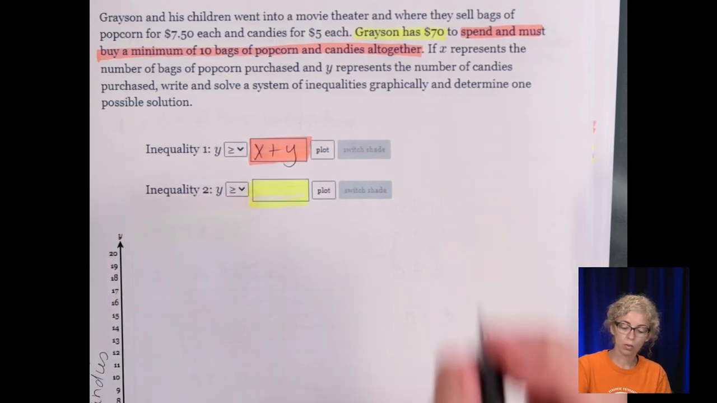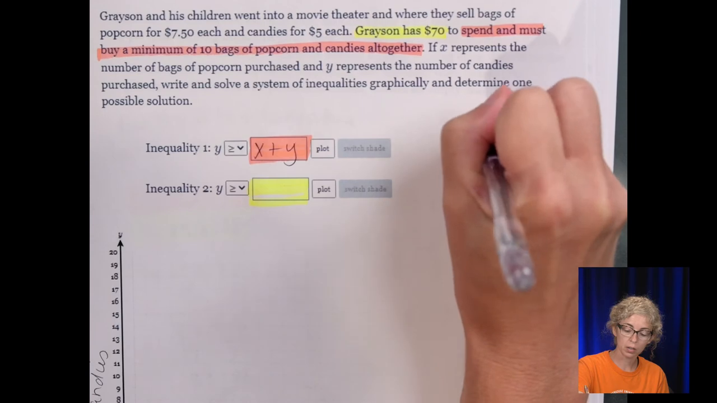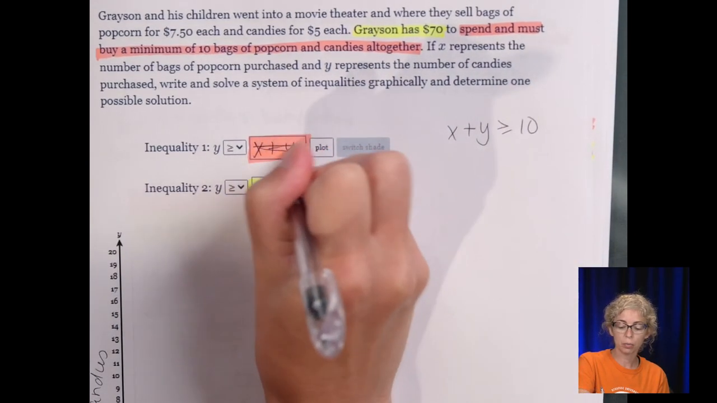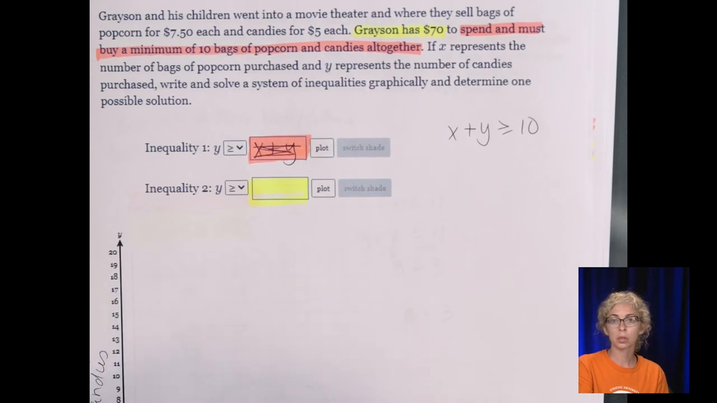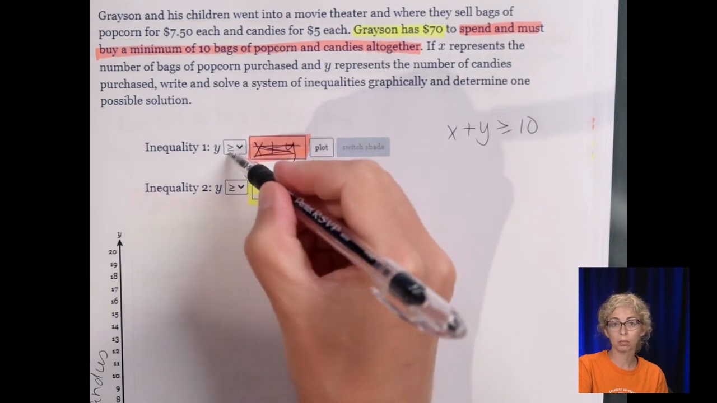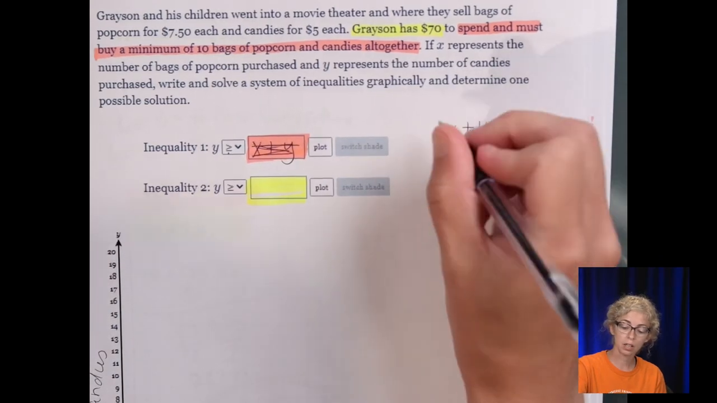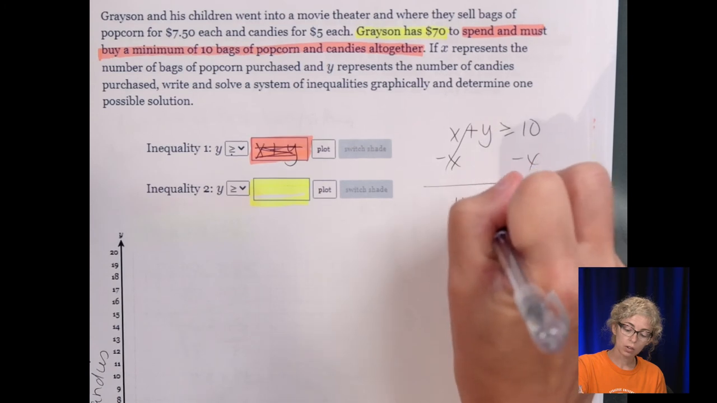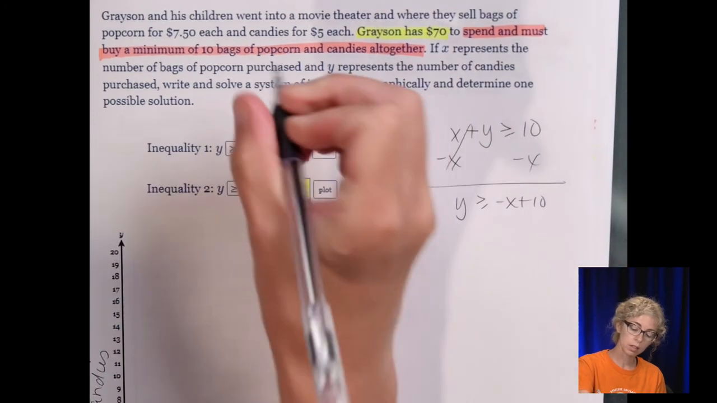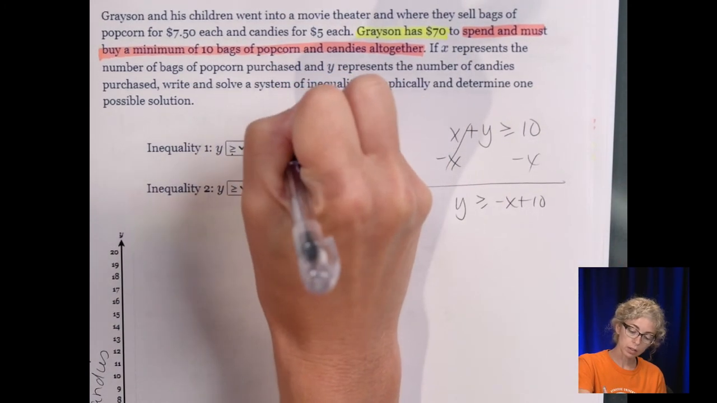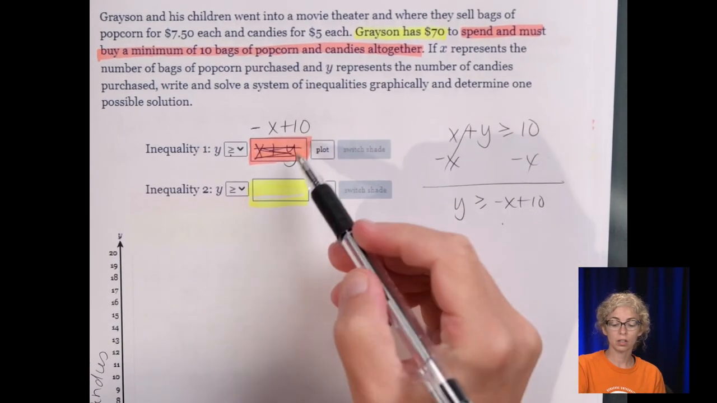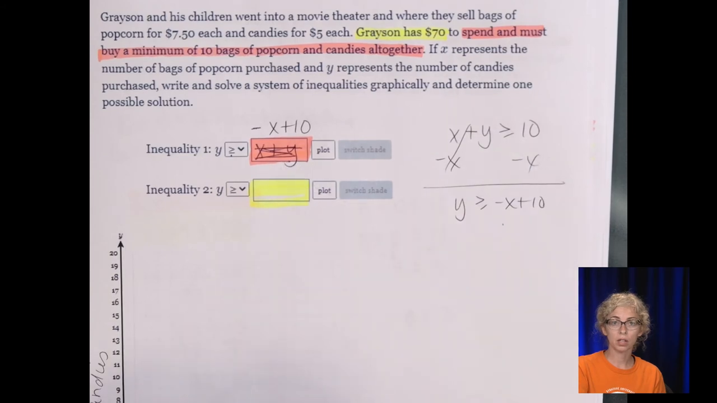So that would look like X plus Y is greater than or equal to 10. So here I shouldn't have put the X plus Y because it needs to be in the form Y equals, or Y is greater than or less than. So we would subtract. It's actually Y greater than or equal to negative X plus 10. Got to do this first, and then there. I was ahead of the game.